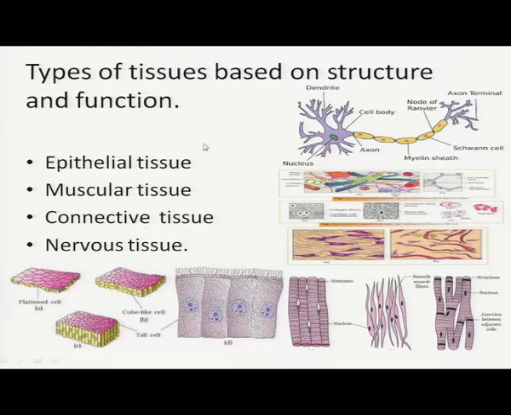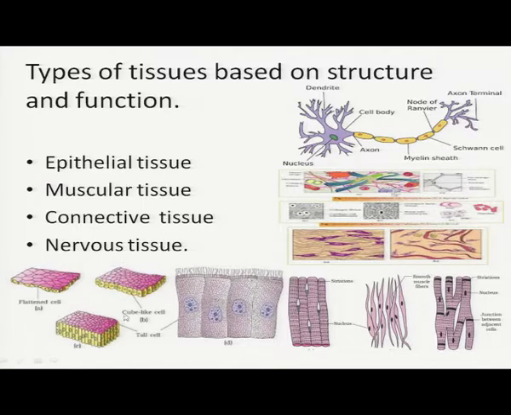Now, come to the different aspects of this chapter, structural organization in animals. What are the different types of tissues based on structure and function? How can you classify, how can you group, or how can you categorize the tissues based on its structure as well as function? See, here you can see so many different diagrams of tissues.